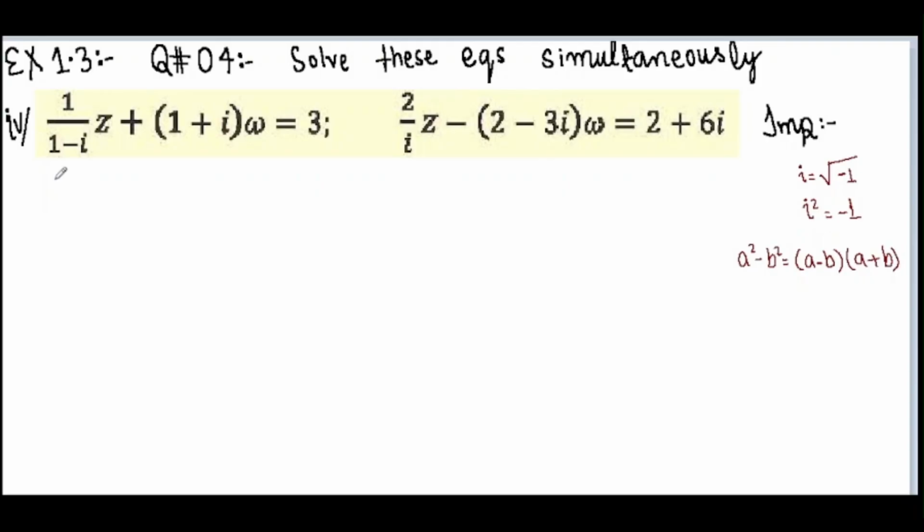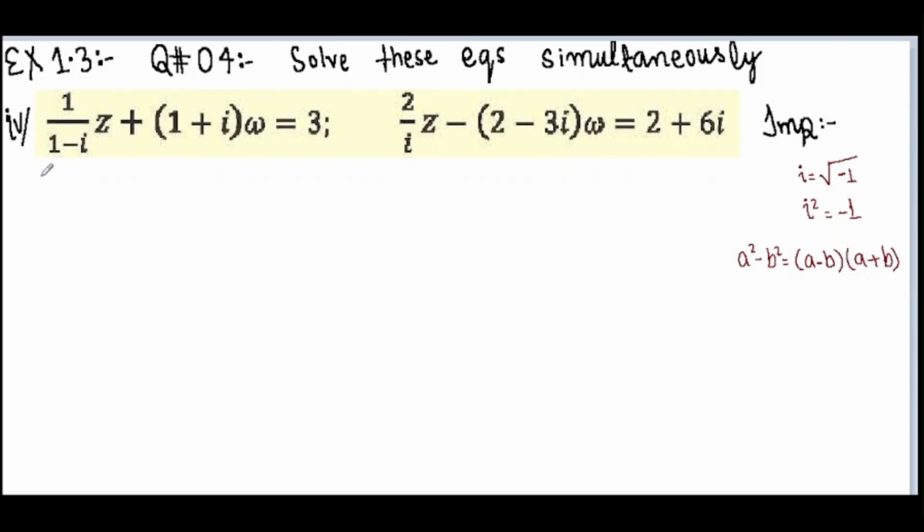The next part is part number 4, which says 1 by (1 minus iota) into z plus (1 plus iota) into w equals 3, and the second equation is 2 by iota into z minus (2 minus 3 iota) into w equals 2 plus 6 iota. First of all, we are going to rationalize it so that iota is removed from the denominator.